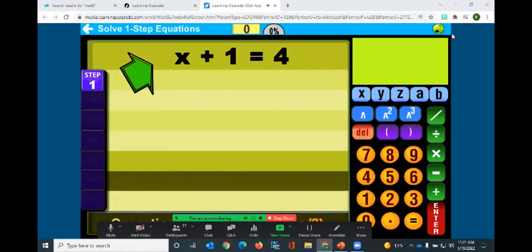Okay. Figure out the operation to solve this equation. Type it into the calculator and press enter. For example, to add 6 to both sides, type plus 6 and enter into the calculator.